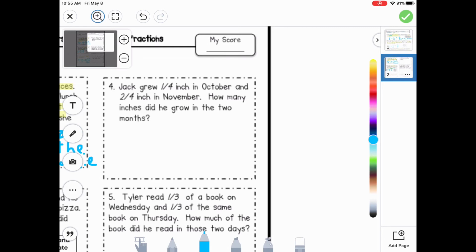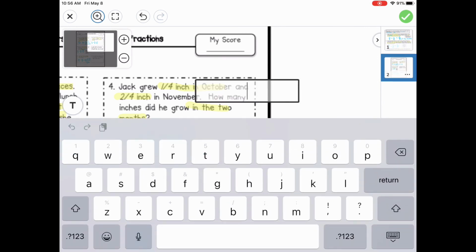Question number 4. Jack grew 1/4 of an inch in October and 2/4 of an inch in November. How many inches did he grow in the 2 months? So because we're looking at those 2 months all together, we're going to add 1/4 of an inch plus 2/4 of an inch, which equals 3/4 of an inch. So Jack grew 3/4 of an inch.